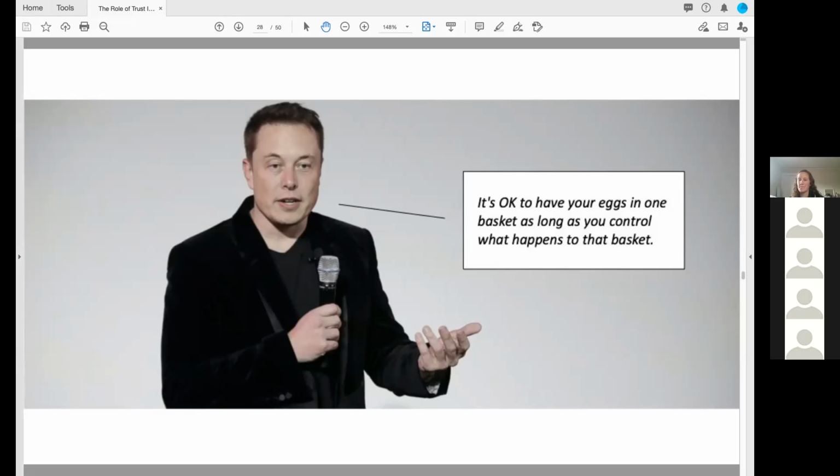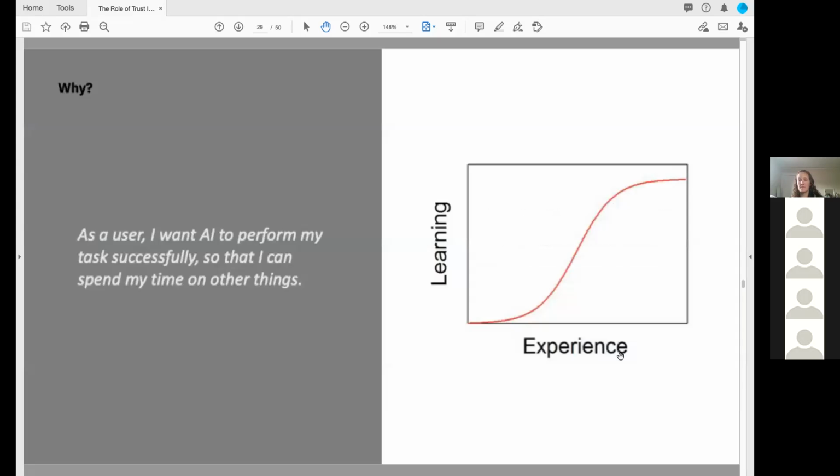So here's a generic needs statement. As a user, I want AI to do my job so that I am freed up to do other things that I can spend my time on that are more valuable to me.